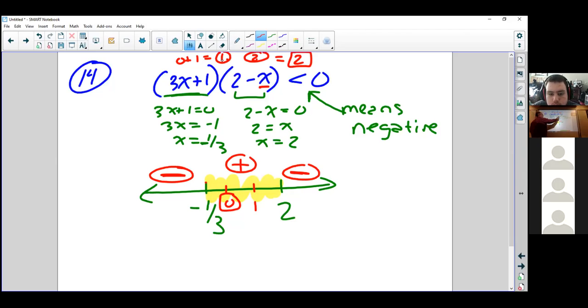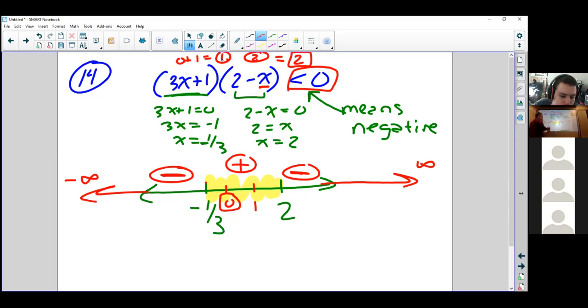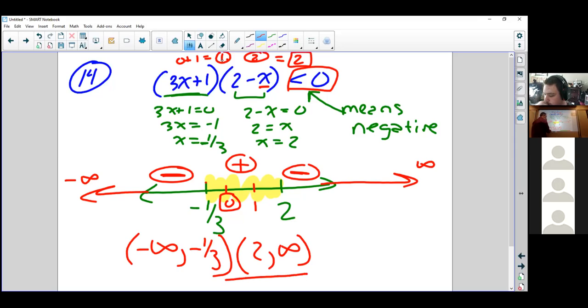Okay, so I want values less than 0. So remember, this is going to continue to negative infinity, and this is going to continue to positive infinity. So we're going to go from negative infinity to -1/3. It's a soft bracket, a round bracket, because I don't have an equal sign. And then from 2 to infinity. That is my solution set for my answer.